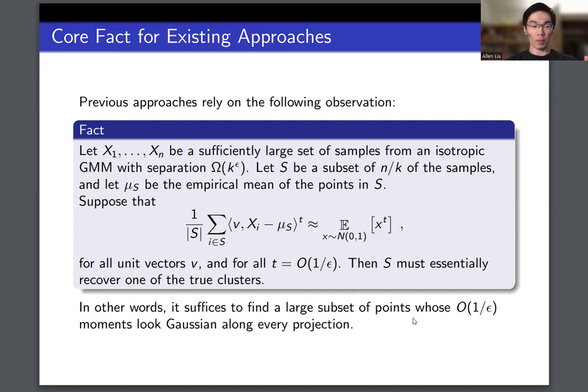And the way these previous approaches actually solve the clustering problem is they simply try to find a large subset of points whose moments up to degree 1 over epsilon match those of a standard Gaussian along every projection.